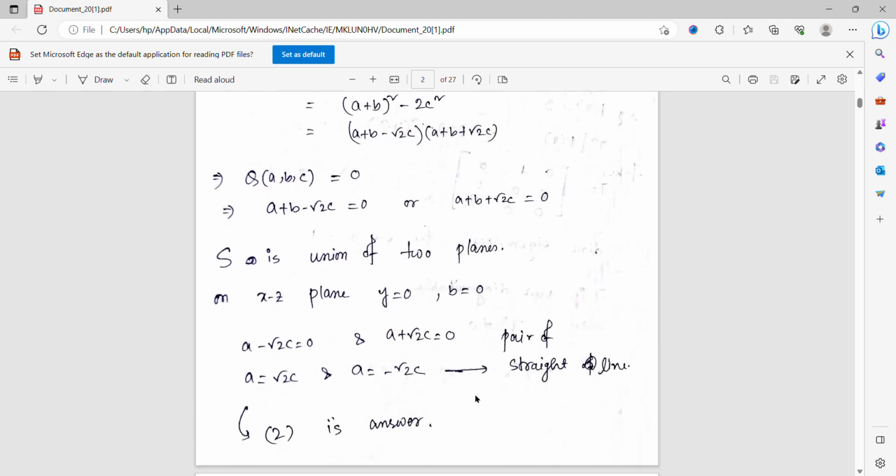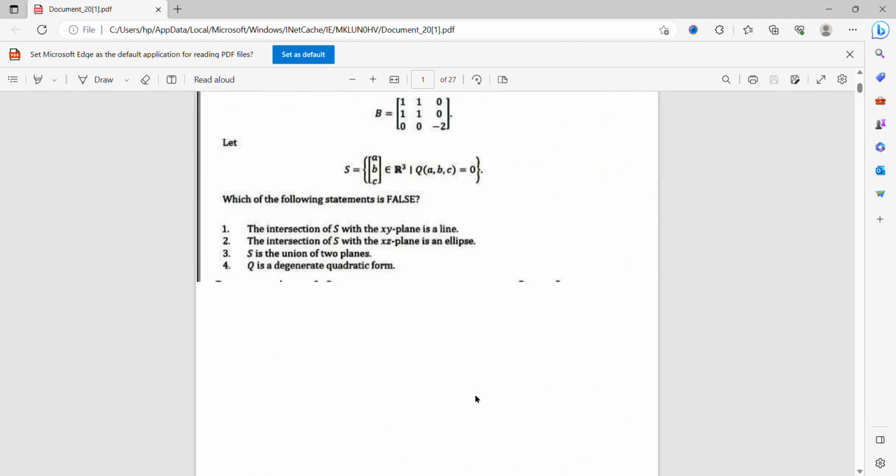That is true. Now on the XZ plane, the Y coordinate is definitely 0. In the vector (a,b,c), the Y coordinate is basically b. So b is equal to 0. If b is equal to 0, that means a equals root 2 c and a equals minus root 2 c. That is two straight lines. So S is basically the union of two straight lines, but it is given that it is an ellipse. The intersection of S with the XZ plane is claimed to be an ellipse, but here it is the union of two lines. So the second statement is false.